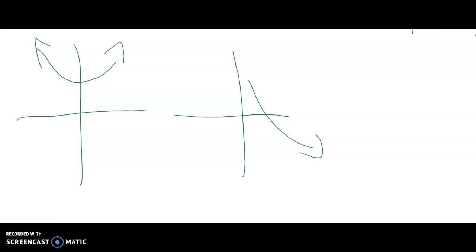Now, can you get one with no y or x-intercepts? Well, think about that square root graph again. And now let's have it go up here. Yeah, so in that case, we have no intercepts at all. So these are the situations that could happen.